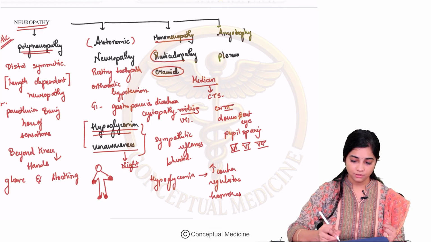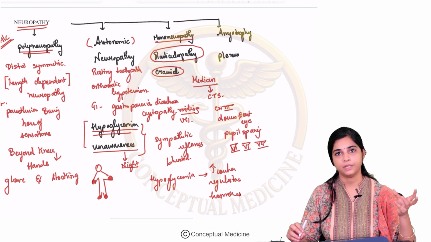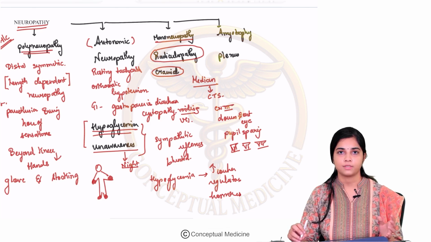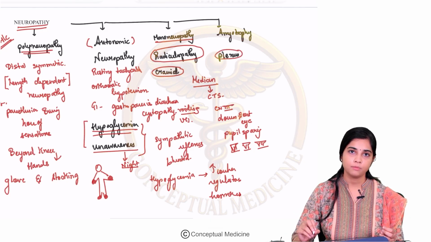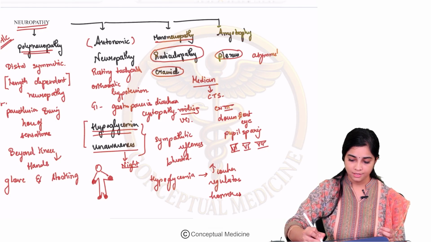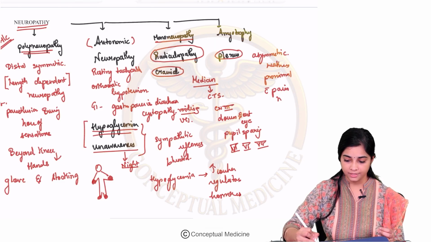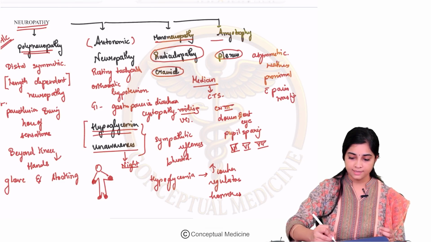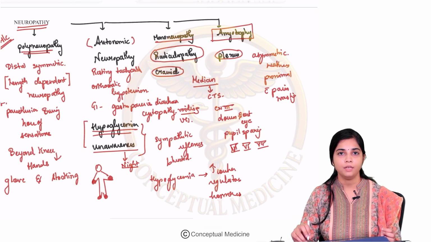Then you can have something called radiculopathy, where 1 or 2 roots are involved and can cause proximal weakness. Then plexus involvement can result in a condition where you have asymmetric weakness, which is predominantly proximal weakness, with a lot of pain and wasting. And this is what we call diabetic amyotrophy.